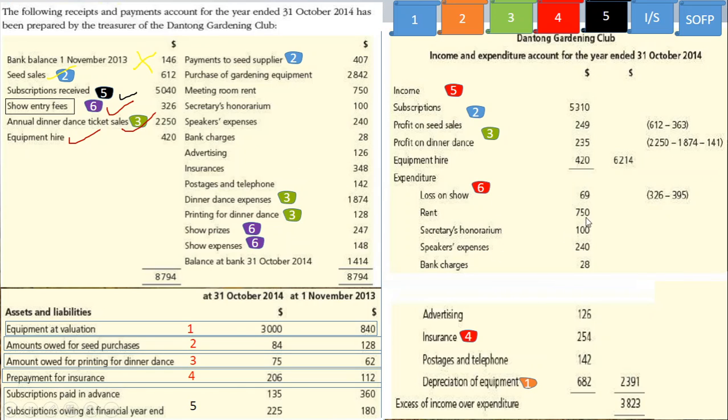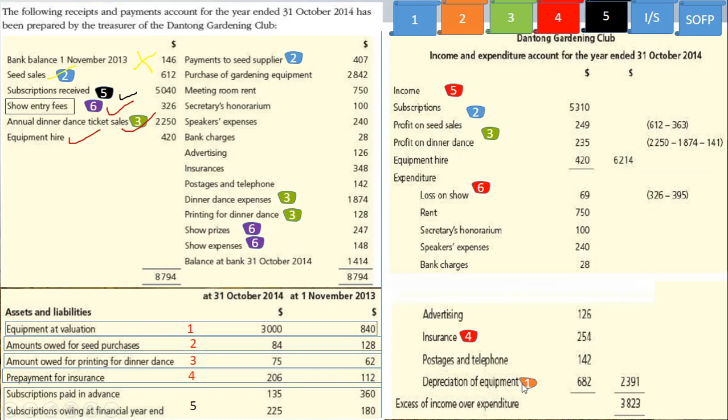Bank charges is 28 here. You put it down here. Advertising 126 here it's come. Then you have next one, postage and telephone 142 is here. Dinner dances has been done in number 3. Printing for dinner dance is gone in number 3. Show price is gone. Show expense is also gone. So all these have been gone.